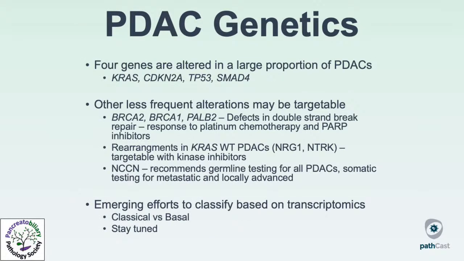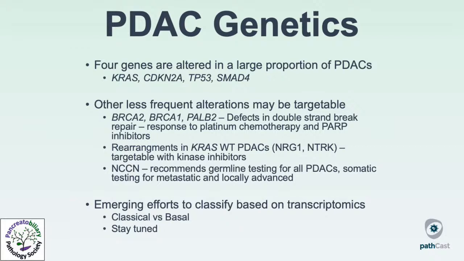So after bringing up SMAD4, I want to talk briefly about the genetics of pancreatic ductal adenocarcinoma, focusing on what is clinically actionable at this time. There are 4 genes that are altered in a large proportion of PDACs, and these are the oncogene KRAS, as well as 3 tumor suppressor genes, CDKN2A, which is also known as P16, P53, and SMAD4. And SMAD4 we just discussed as an immunohistochemical marker. Aside from that IHC use of SMAD4, though, none of these 4 genes are clinically actionable. They don't impact patient therapy.